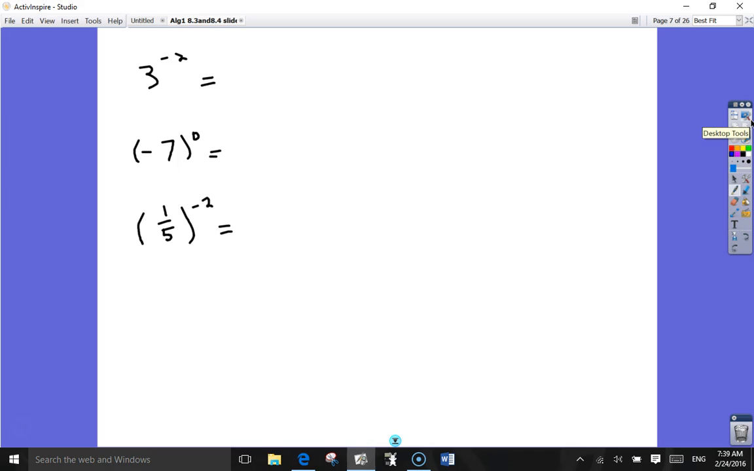So let's do these three. Then what would 3 to the negative 2 be? How would I simplify it to get rid of the negative exponent? You flip it. Okay, what would that look like? 1 over 3 to the positive 2, right? Which, by the way, is 1 over 9. How about negative 7 to the 0? By the property, it's 1.